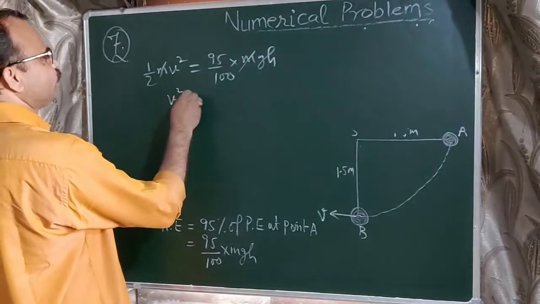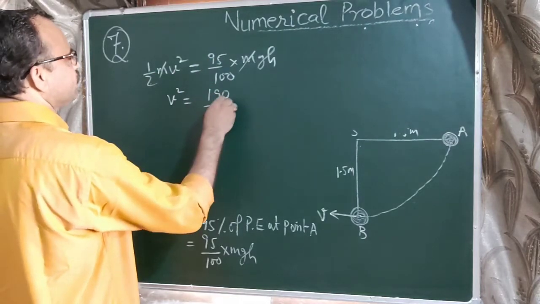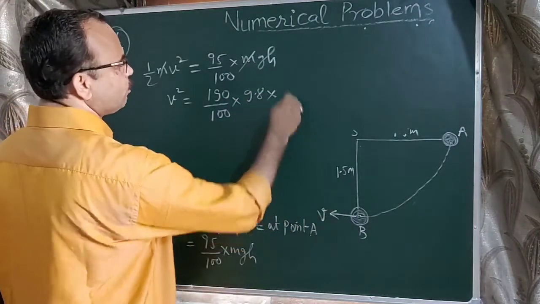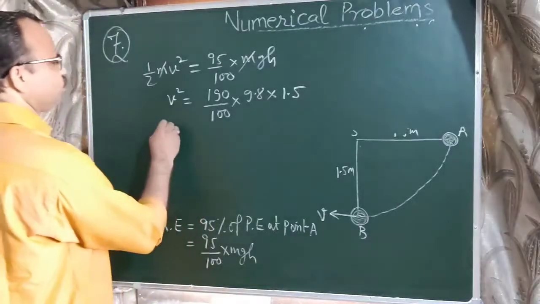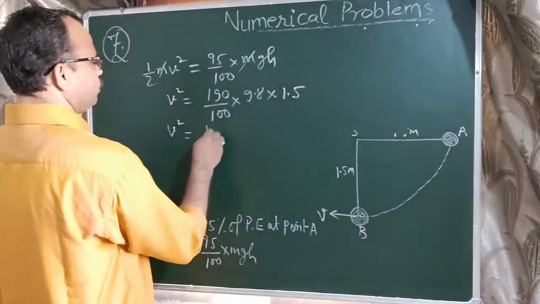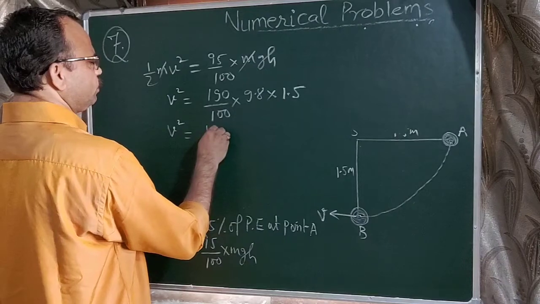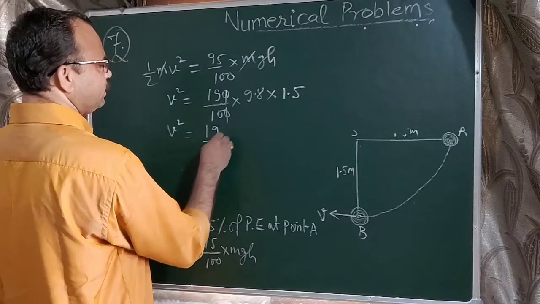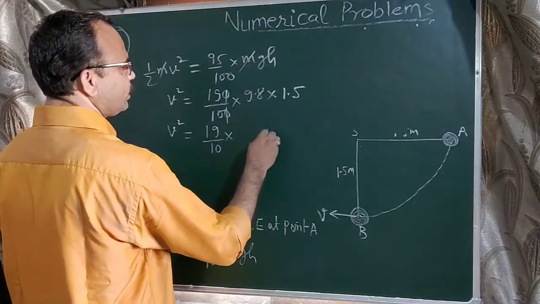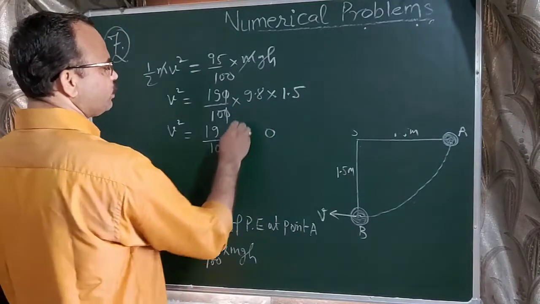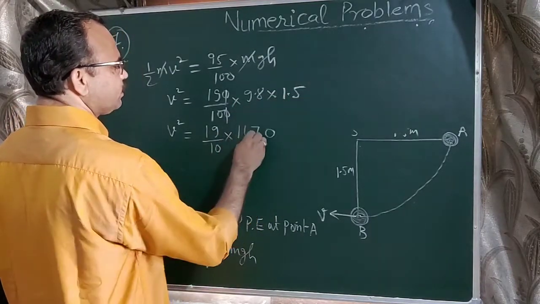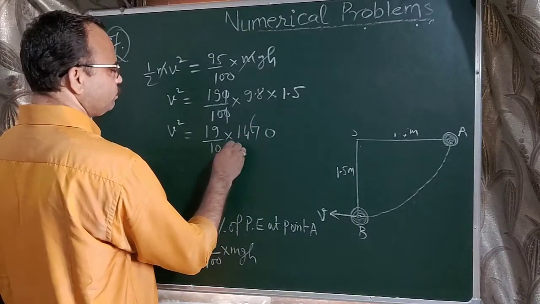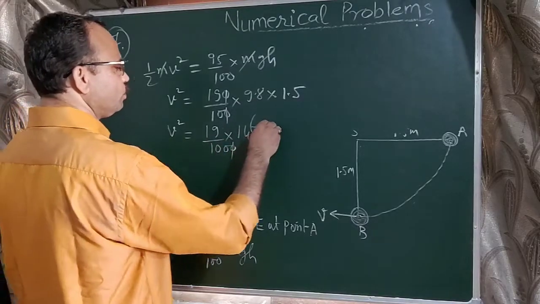Okay, so v square is equal to 2 into 95, which means 190 upon 100, into the value of g, 9.8, into the value of h, which is 1.5. Okay, so v square is equal to, this 0 and 0 cancel, 19 upon 10 into 15 times 8 is 120, 12, 15 times 9 is 135, 12, 147, and the point after two digits. Okay, so this point cancels, then we move two digits to 0, then 0 and 0 cancel.